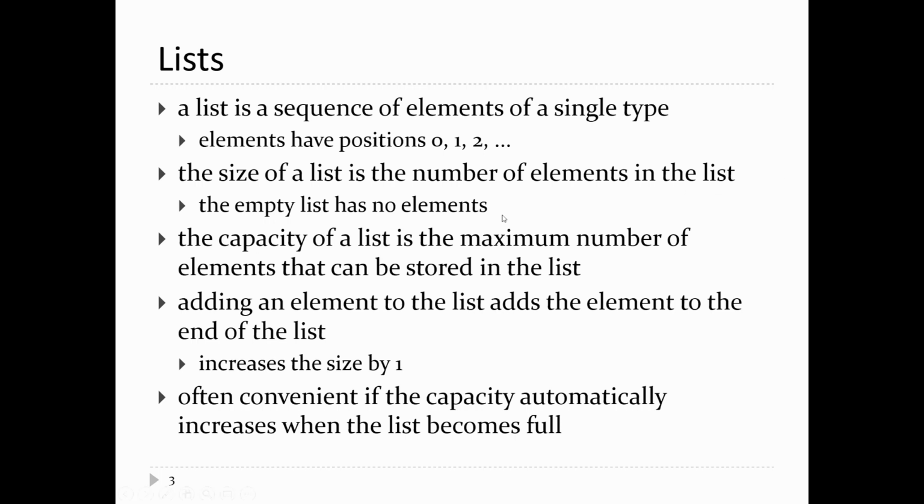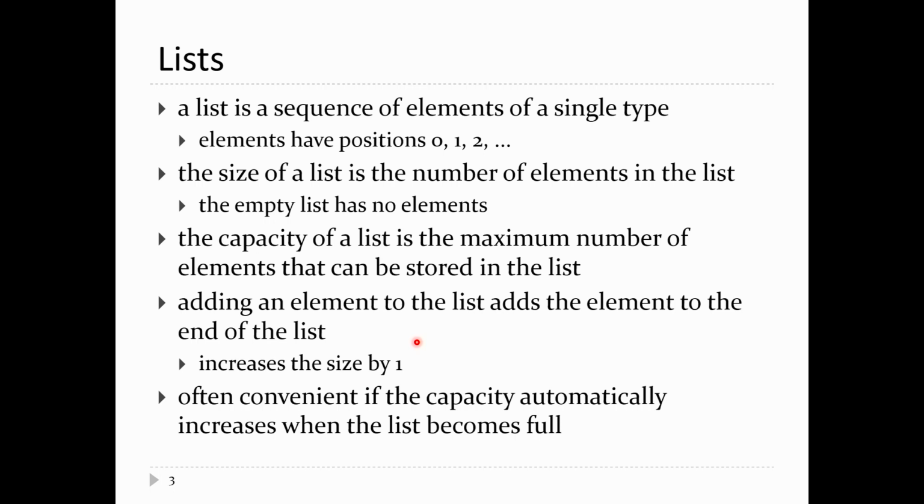Okay, the size of the list is the number of elements in the list. Which means there's a concept of an empty list, right? The empty list has no elements. Now, when you're talking about array-based lists, you've got an array that actually holds the elements. And so the array also has a size or a capacity. The capacity of a list is the maximum number of elements that you can store in the list. So the size and capacity are two different things. The size in particular is never bigger than the capacity.